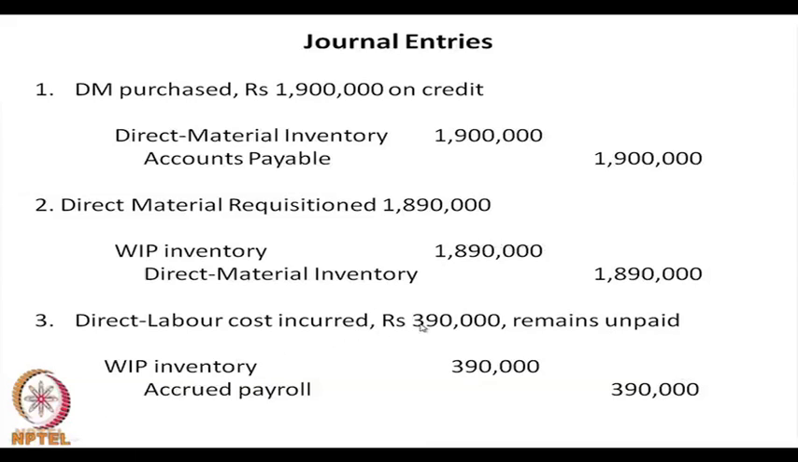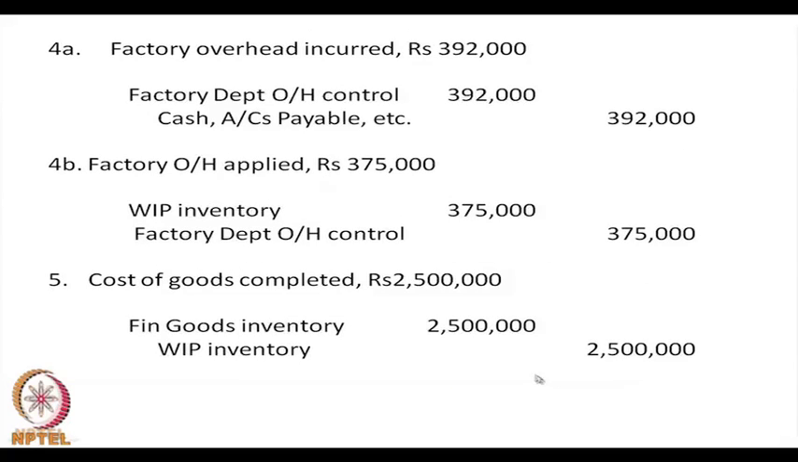Direct labor cost incurred is 390,000, but at the time when the transaction takes place it remains unpaid. So, this remains as accrued payroll expenses, meaning it is not paid. So, it is a liability, therefore the entry is made on the credit side. If it was actually paid, then cash position will come down and this will be shown as an expense. But since the labor cost incurred remains unpaid, this becomes a liability and it is called accrued payroll, and that is credited. Work in process inventory increases by 390,000 rupees, 392,000.